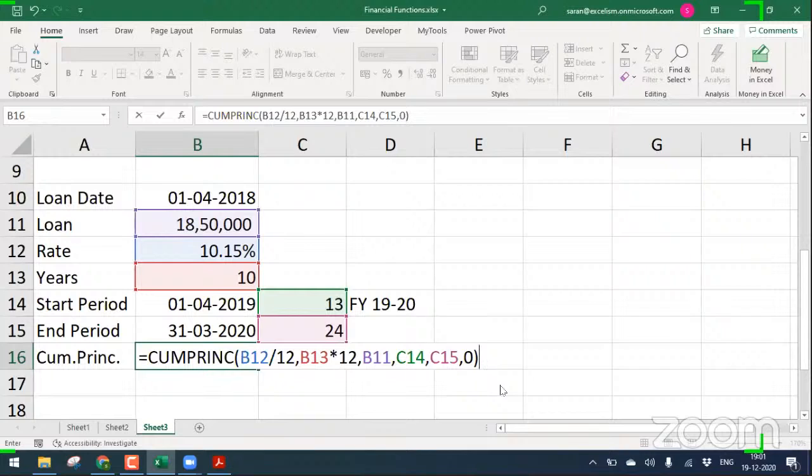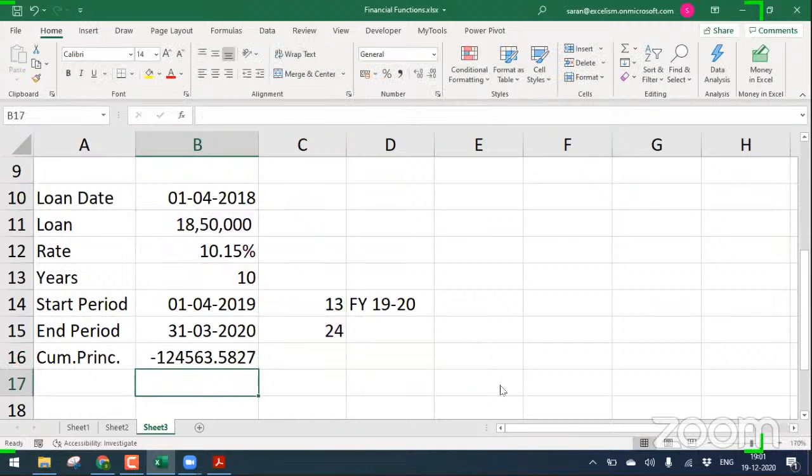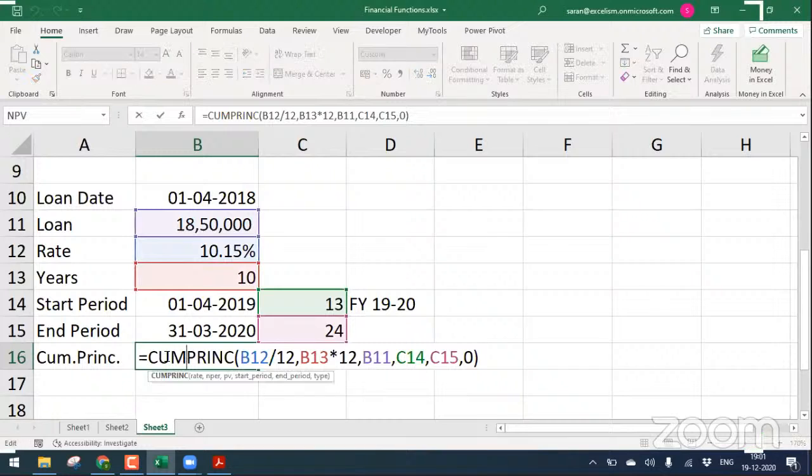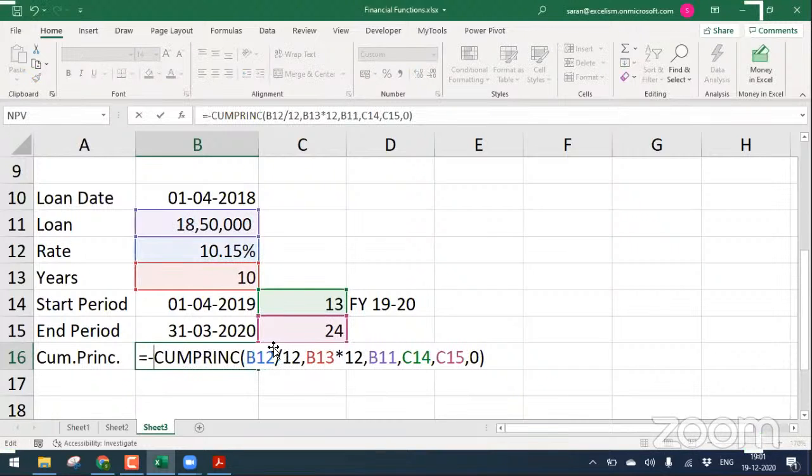Yes, you are absolutely right. But it's not just YTM, it is even live to date also. Okay. If I enter, my answer is going to be for the last period from 13th period to 24th period, he paid this principal amount. Now to make it positive, I'll just start my formula with minus.